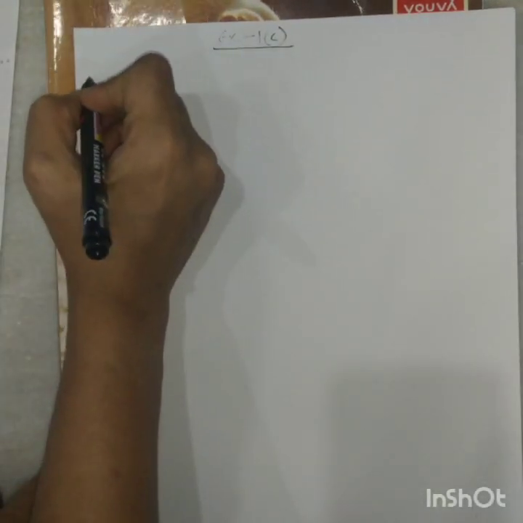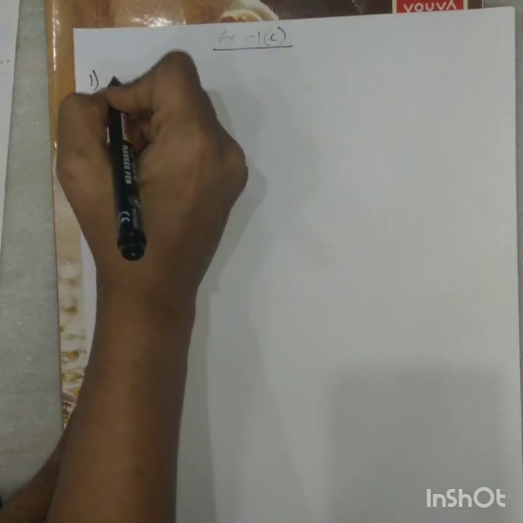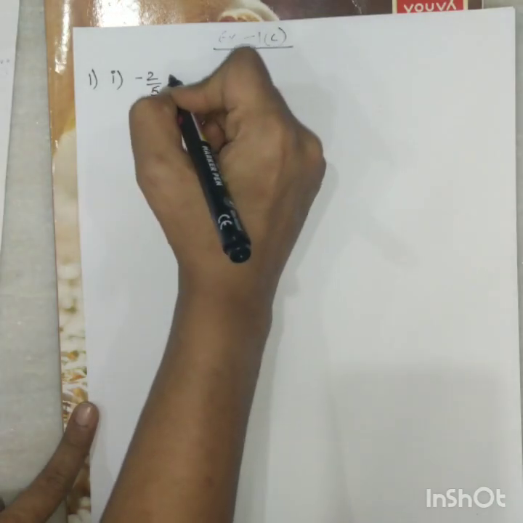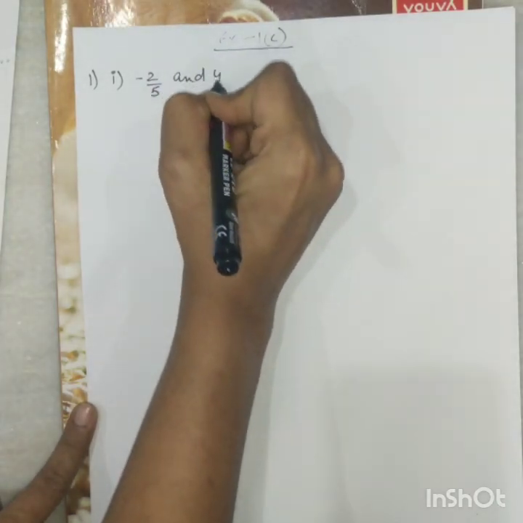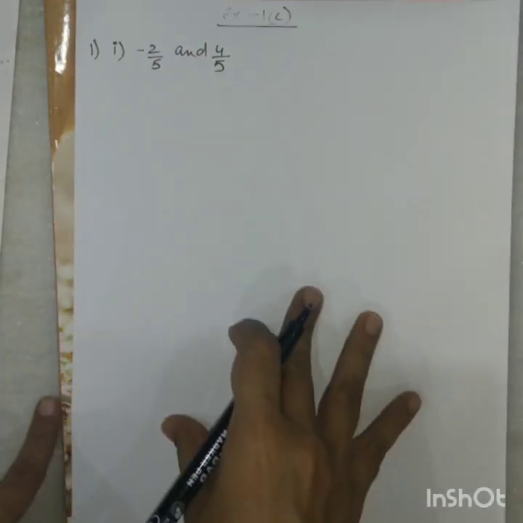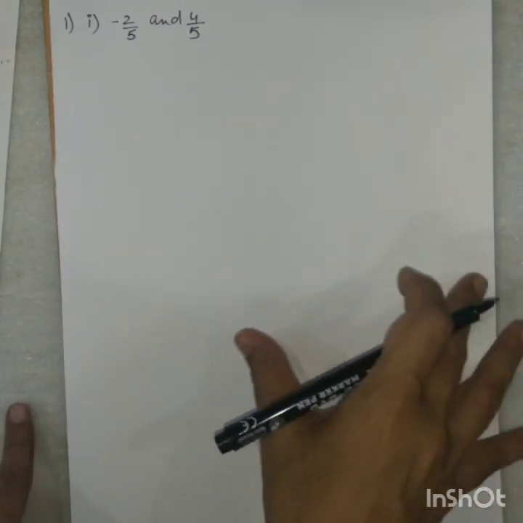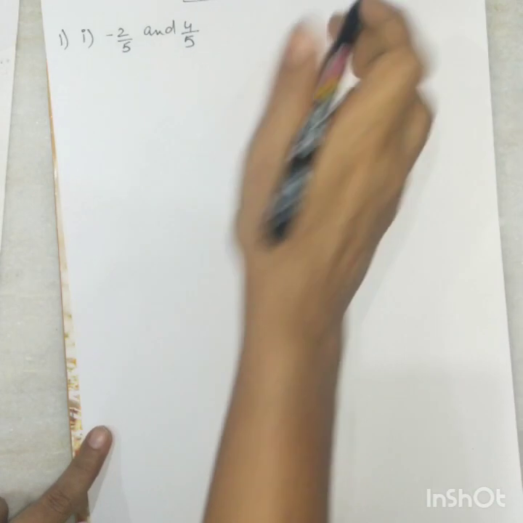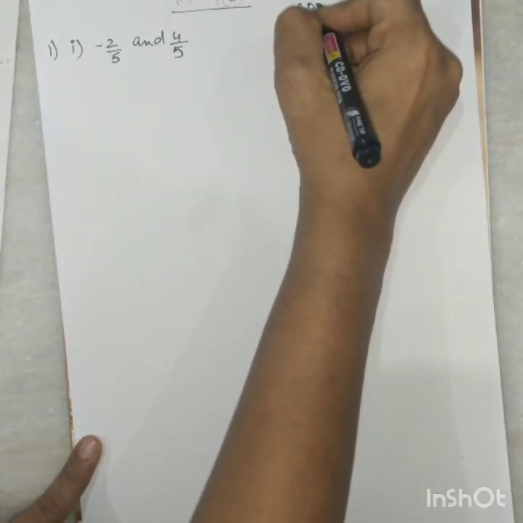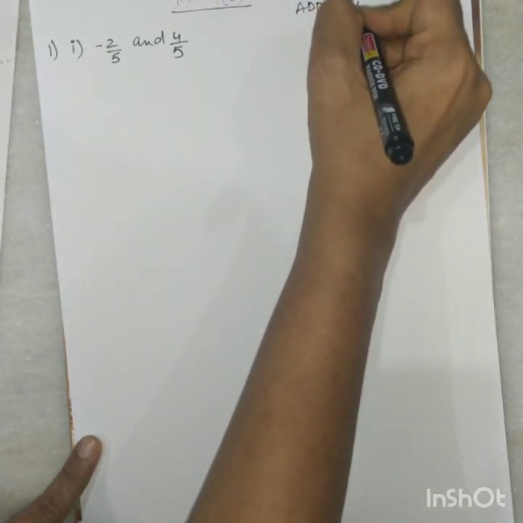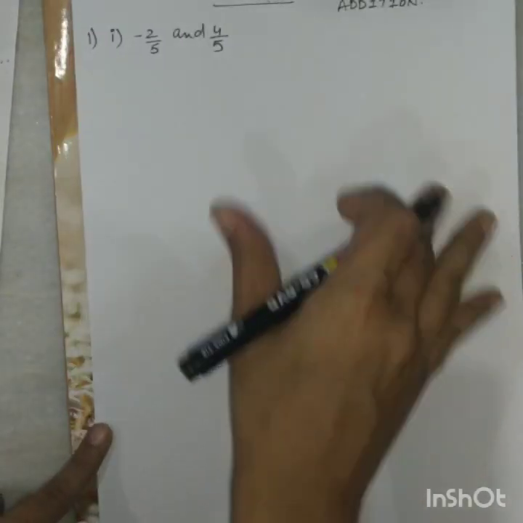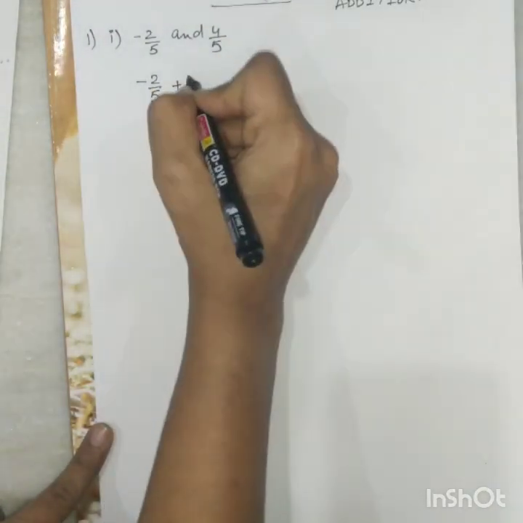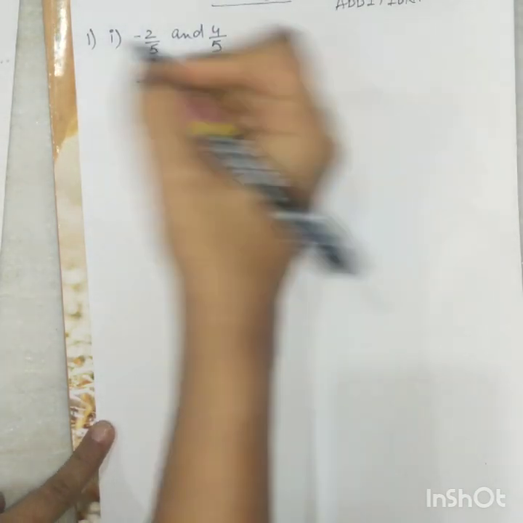So first one, it is given the quotient is minus 2 upon 5 and 4 upon 5. As you can see in the video, minus 2 upon 5 and 4 upon 5. So we know it is addition we are doing. So first of all, I need to put the sign of addition. I will write it as minus 2 upon 5 plus 4 upon 5.